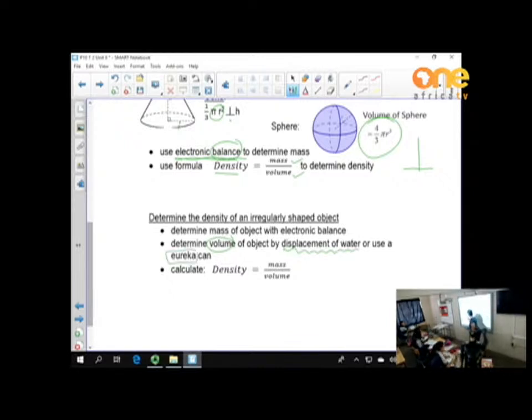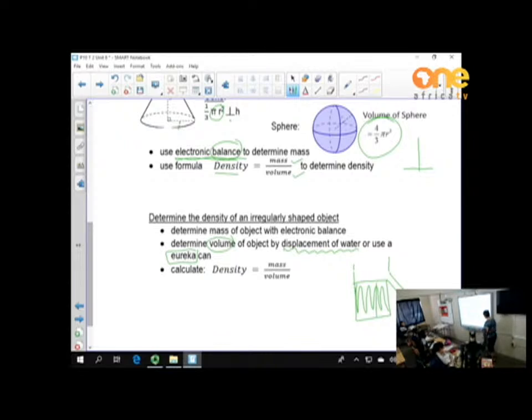So when we determine the volume by displacement of water, we can use something known as a eureka can. This is what a eureka can more or less looks like. If you add water to it, the water will fill the level till there. If you add more, it's simply going to run out. So you fill up your eureka can.